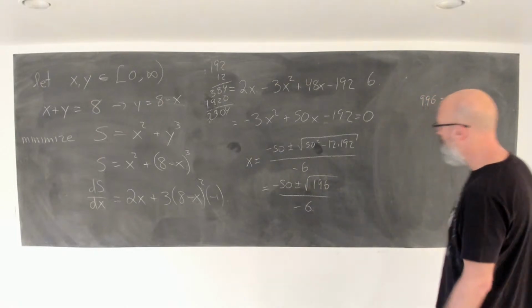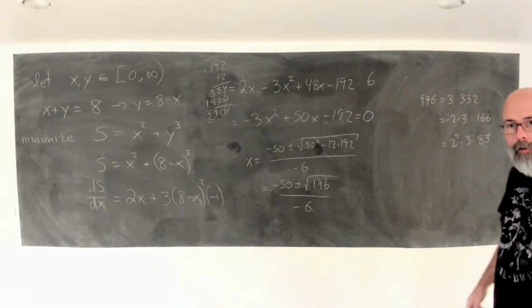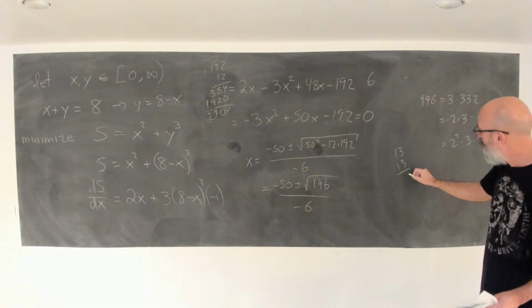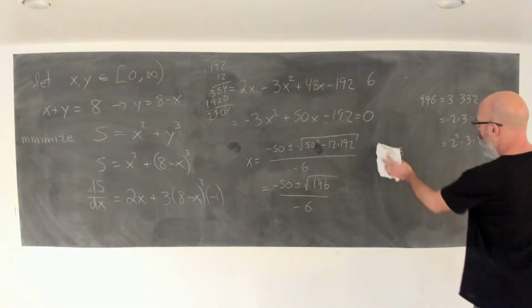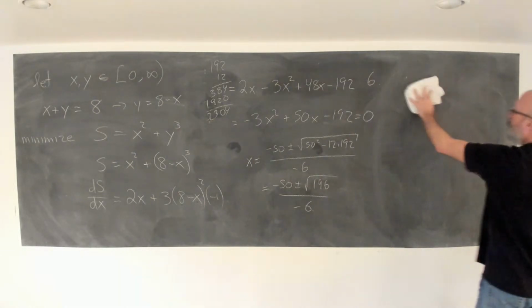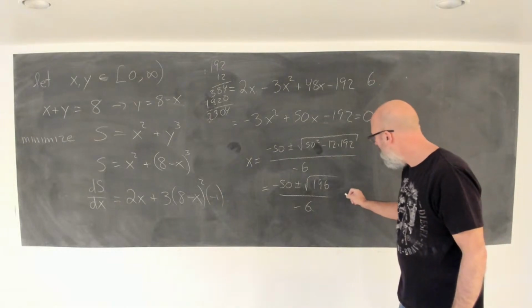And what's the square root of 196? Is that 13? 13 squared? No. Square root of 196? 14? 14, very good.